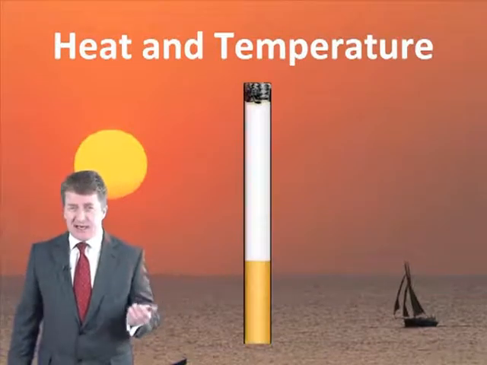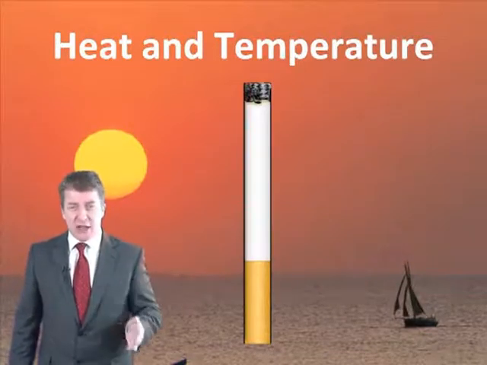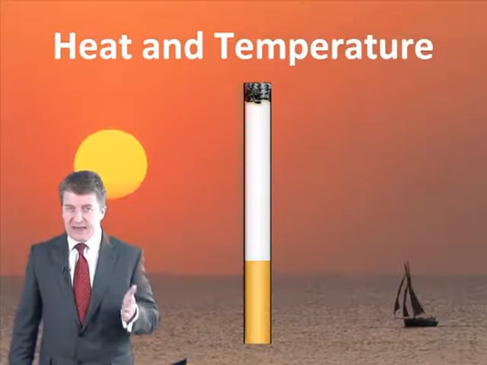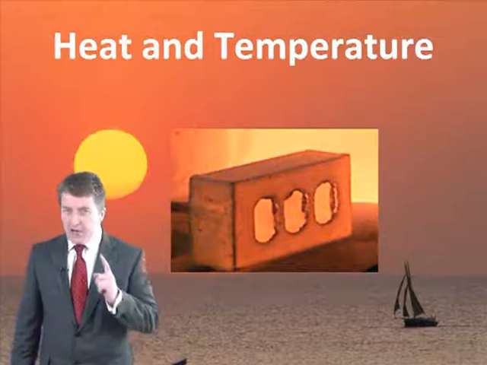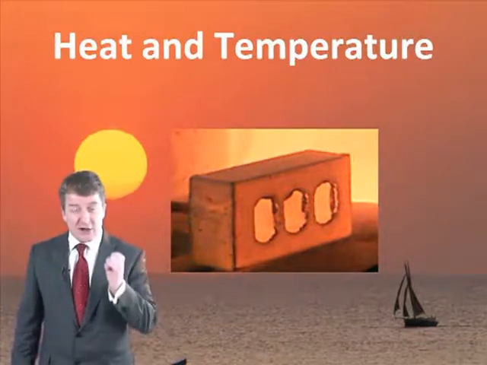For example, a cigarette end is very hot, but it does not hold a lot of heat energy, whereas a brick removed from a furnace is not only hot, but it has a lot of heat energy. Now, to talk about temperature and heat, we need to understand the Kelvin scale. So to understand this, you need to know how hot something is, you need to know the Kelvin scale.